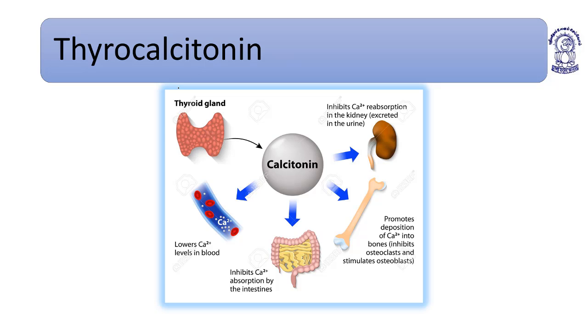This is thyrocalcitonin, thyroid gland. Parafollicular cells secrete calcitonin. It inhibits the calcium reabsorption in the kidney, thus it stimulates the excretion of calcium from the kidney outside of the body. It promotes the deposition of calcium in the bones, inhibits osteoclastic activity, the bone resorbing activity, and increases bone deposition activity.